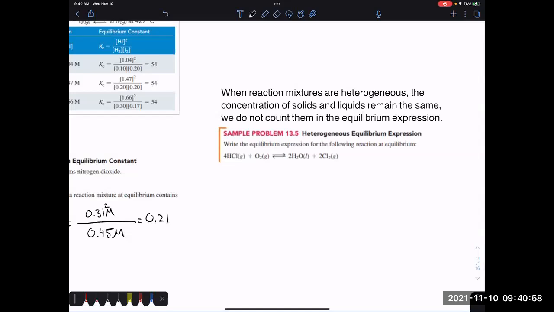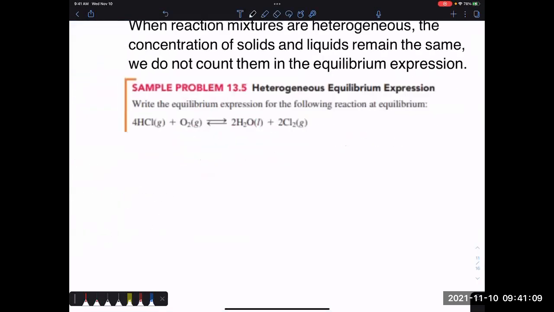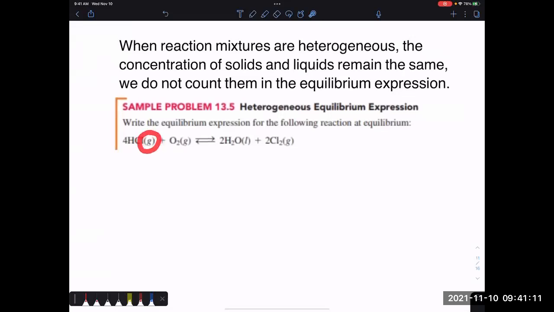When reaction mixtures are heterogeneous, the concentrations of solids and liquids remain the same. We do not count them in the reaction equilibrium expression. Yes. So this is when it becomes important to write down the state of the different constituents. So in this case, H2O is a liquid, and so we leave it out of our equilibrium expression. So let me highlight this. So solids and liquids get left out of the equilibrium expression.